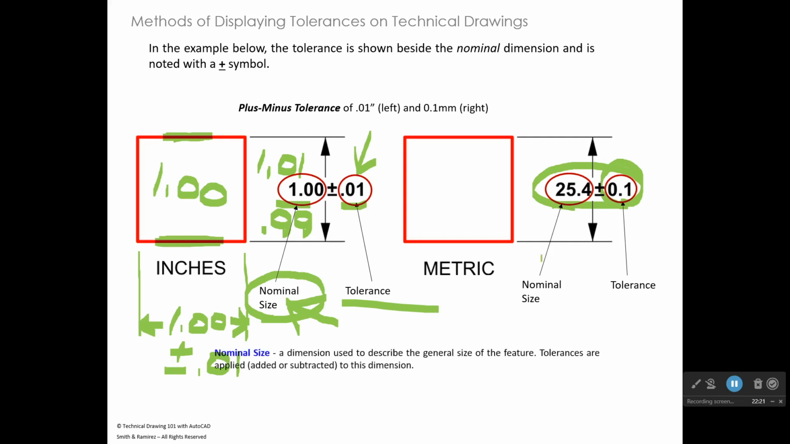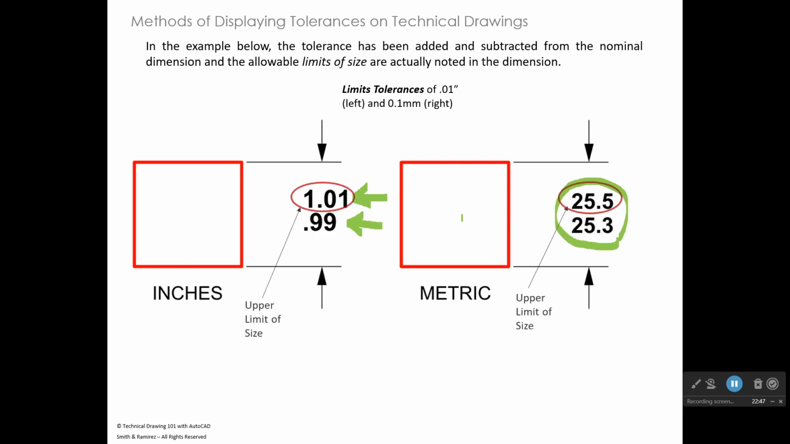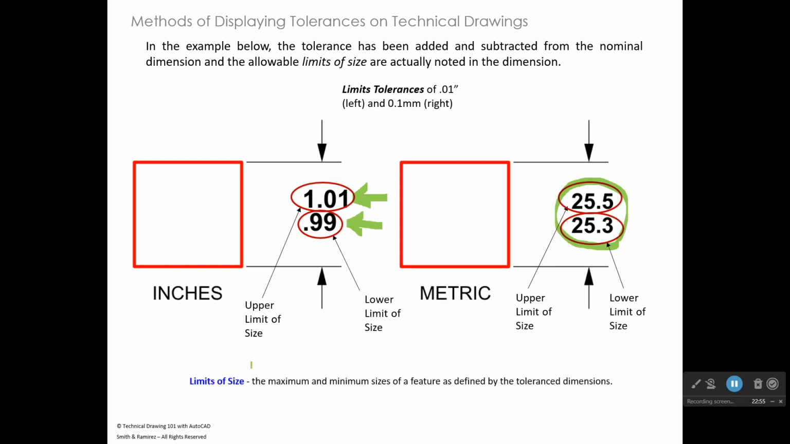Okay. So let's go over here. Here's another way you could write a tolerance. This is called a limits tolerance. And in that one, you just go ahead and straight up say, hey, as long as this part falls between 1.01 and 0.99, that feature right there would pass inspection. Same way over here with our metric limits of size. So we have an upper limit of size and we have a lower limit of size. So a limit of size is the maximum and minimum size of a feature as defined by the tolerances.